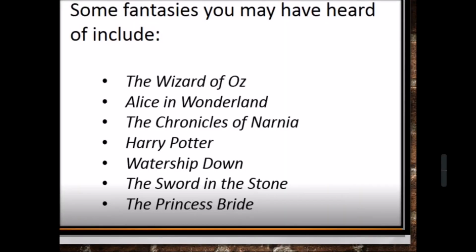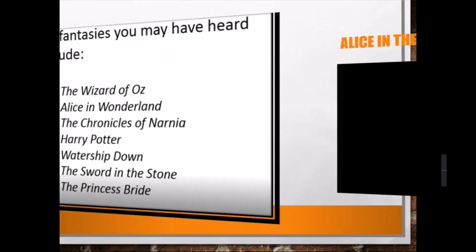Now, these are examples of fantasies that you have watched on TV or heard or read. That's The Wizard of Oz, Alice in Wonderland, The Chronicles of Narnia, Harry Potter, Watership Down, The Sword in the Stone, The Princess Bride. Among these titles of stories, what is your favorite? The Chronicles of Narnia. Wow, yes. I did not yet watch that, but thank you. I will really watch that soon.